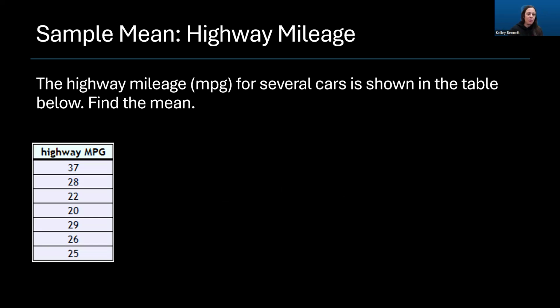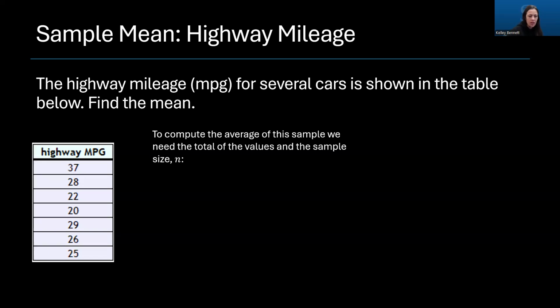All right, first example. The highway mileage for several cars is shown in the table below. Find the mean. So to compute the average or the mean of this sample, we need the total of the values and the sample size n. And the reason we need that is because the way we compute the average or the mean is to take the total and divide it by the sample size.